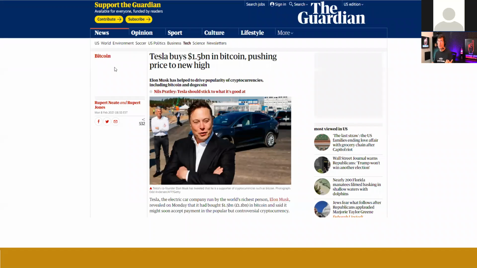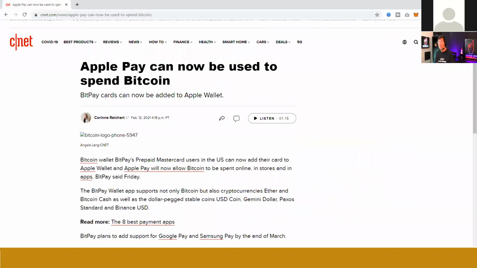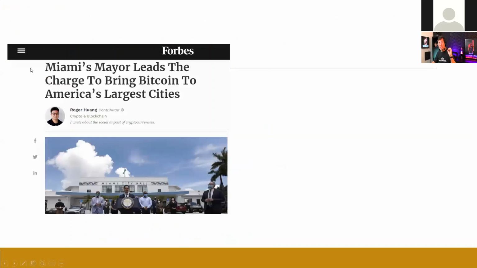In fact, one thing I was going to share: Apple Pay can now be used to spend Bitcoin. Huge development. A lot of people using Apple Pay now have the opportunity, using a provider called BitPay, to have their Bitcoins and pay using Apple Pay. You're going to be seeing more and more of that as more companies get involved in Bitcoin and the cryptocurrency space grows. So let me get into the substance of this.